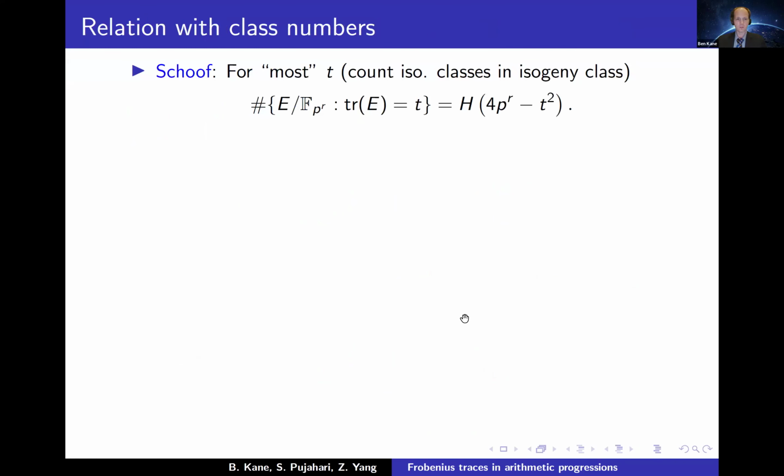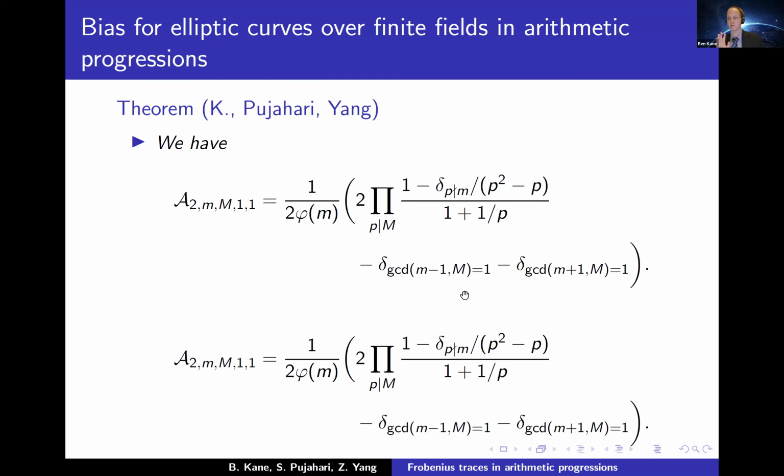So it turns out it's actually, in our case, the bias is a positive density of the time positive and a positive density of the time negative. So in our setting, it's very far from their conjecture.